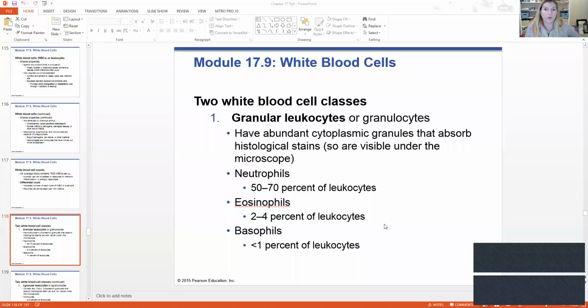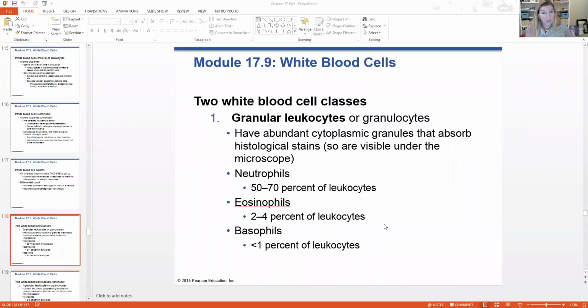So go back to screen sharing here. Those granulocytes, or granular leukocytes, have lots of grains or granules within their cytoplasm. So they actually look like little dots in their cytoplasm. If you've had lab already, remember what those neutrophils, eosinophils, and basophils look like. They almost look like they have clumps inside of them. So neutrophils are the majority of our leukocytes, 50 to 70%. Eosinophils and basophils, a very small percentage.